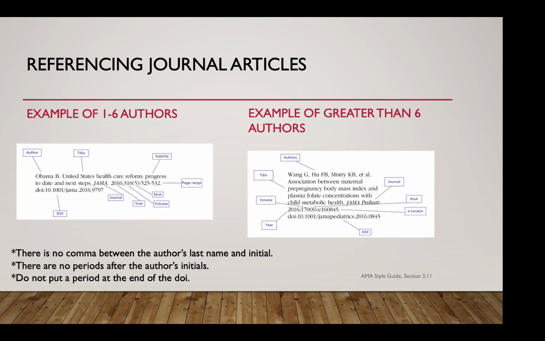Here is an example of a journal article that has less than 6 authors on the left-hand side and more than 6 authors on the right-hand side. So you will see the author's name. The last name is written first. There are no commas between the author's last name and the author's initials. And then you follow the author's initials with a period.